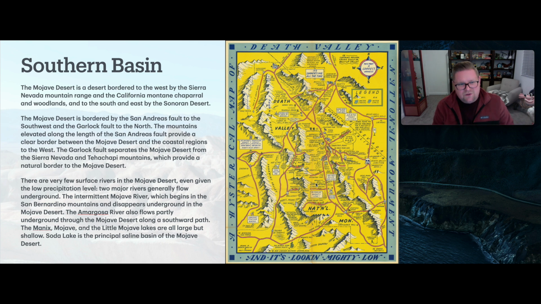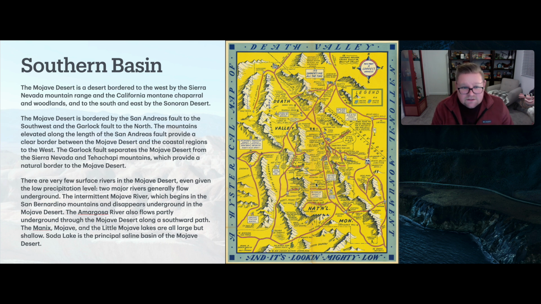So the Mojave Desert is a desert bordered to the west by the Sierra Nevada mountain range and the California montane chaparral and woodlands, and to the south and east by the Sonoran Desert. The Mojave Desert is bordered by the San Andreas Fault to the southwest and the Garlock Fault to the north. The mountains elevated along the length of the San Andreas Fault provide a clear border between the Mojave Desert and the coastal regions to the west.